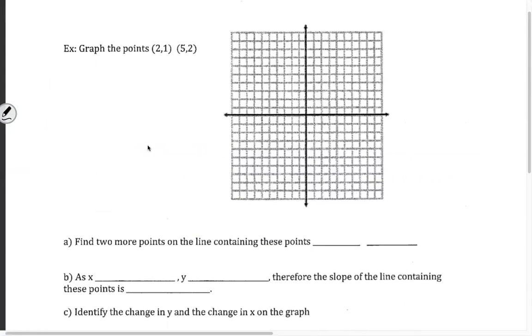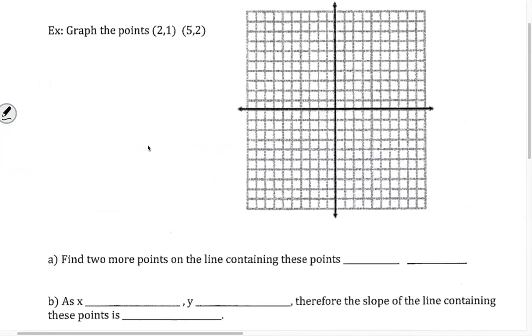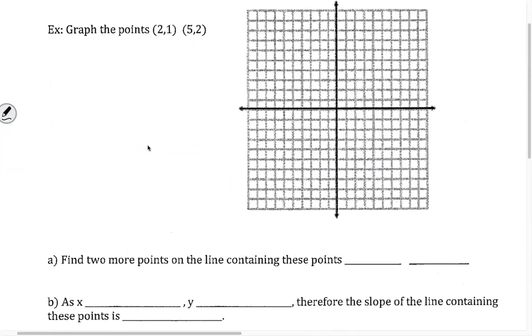And I'm pretty sure you can see where this is going. Now here, it says graph the points (2, 1) and (5, 2). So (2, 1) and (5, 2). Right? All right, now I only have 2 points, (2, 1) and (5, 2). So let me count my slope.